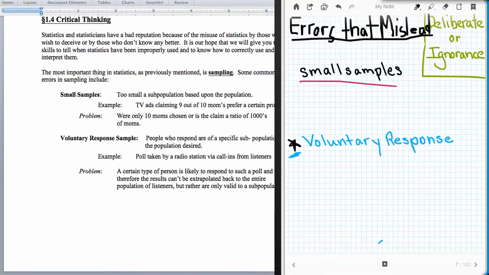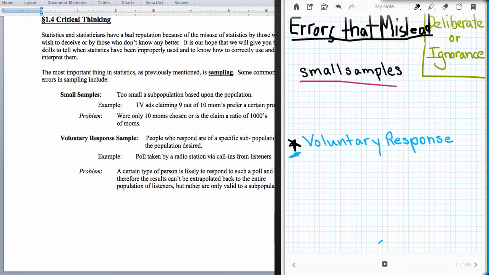This is going to start our lectures for section 1.4 of Essentials for Triola's 4th edition. We will have a couple of videos for section 1.4. What we're going to discuss in this is a lot of critical thinking, and we're going to be talking about errors that mislead. Now, these errors can be either deliberate or they can come from ignorance.